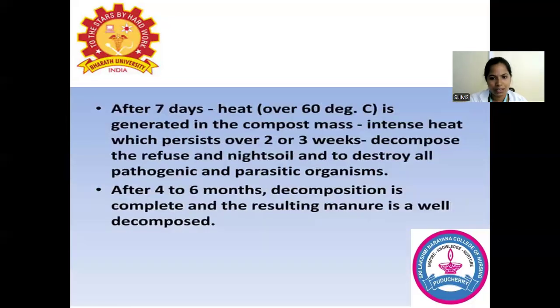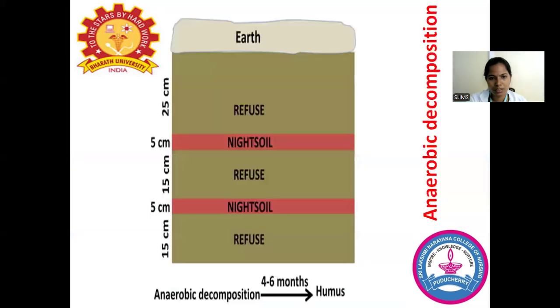After 7 days, heat is generated in the compost mass. Intense heat which persists over 2 to 3 weeks decomposes the refuse and the night soil, and it destroys all the pathogenic and the parasitic organisms. After 4 to 6 months, the decomposition is complete and the resulting manure is well decomposed. So this is the process of how the composting is occurring.